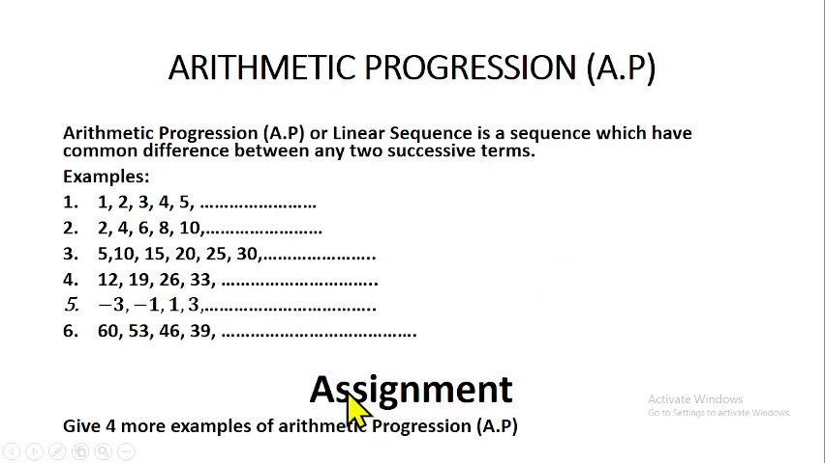If you do, then your first assignment is to give 4 more examples of arithmetic progression. Like you have here, we gave you 6, so add 4 more, making 10. So you have 7, 8, 9, 10. Give 4 more examples of arithmetic progression. If you truly understand arithmetic progression, give 4 more examples.